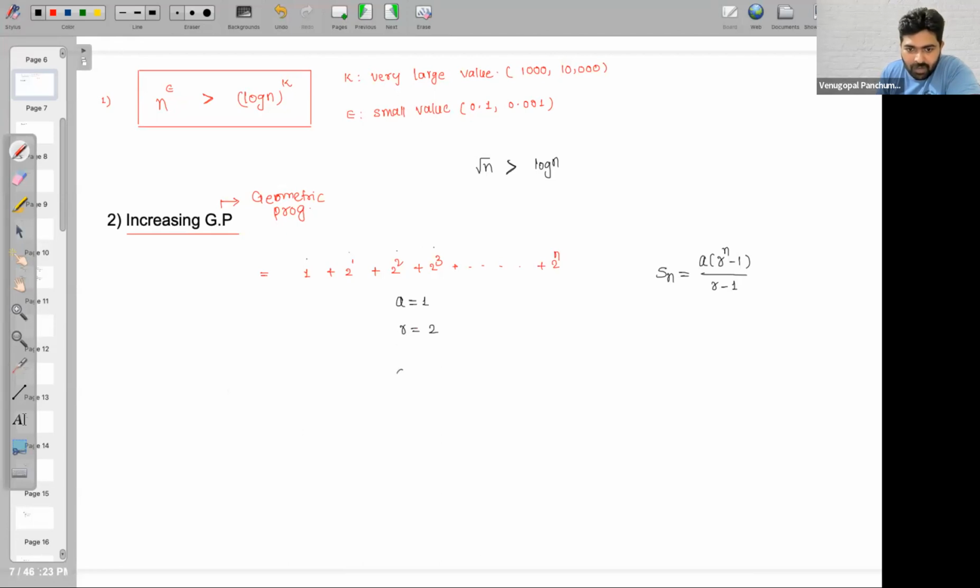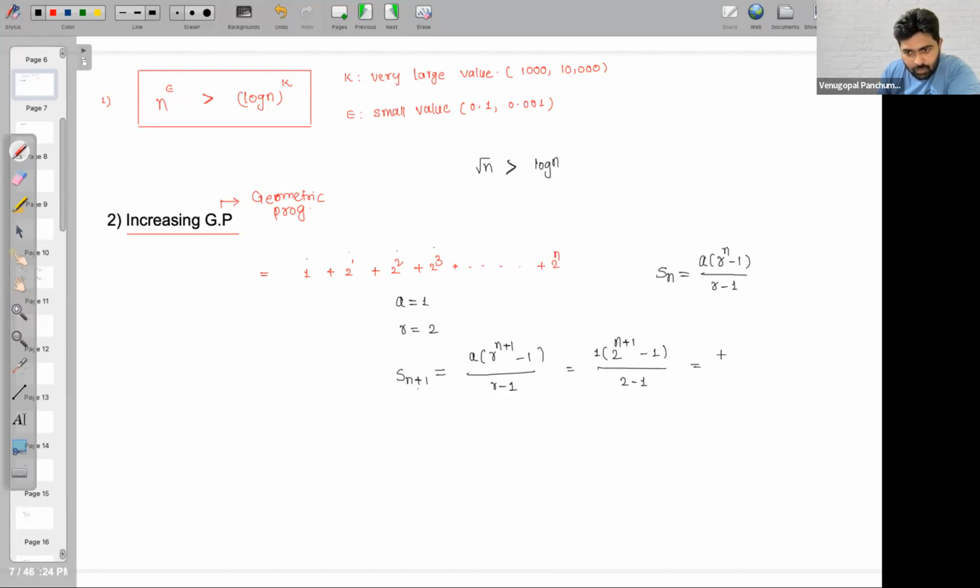Now, what about the formula here? Sum of n plus 1 terms: a into r power, in place of n, you are going to keep n plus 1, minus 1, divided by r minus 1. Because we are having n plus 1 terms, that's why I have written S n plus 1. Now try to substitute in this formula. A value will be 1, okay. 2 power n plus 1. So 2 power n plus 1 minus 1 divided by 2 minus 1.